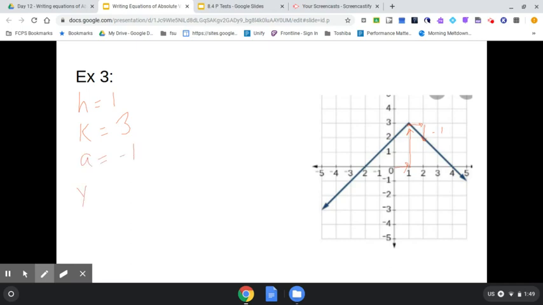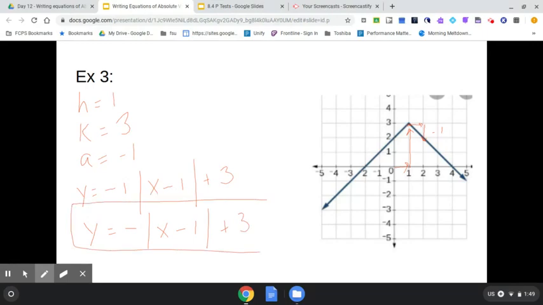If we plug those values in, y equals -1 times the absolute value of x minus h plus k. Simplifying things, y equals, I'm just going to put a negative sign there since it's 1. So the opposite of the absolute value of x minus 1 plus 3.